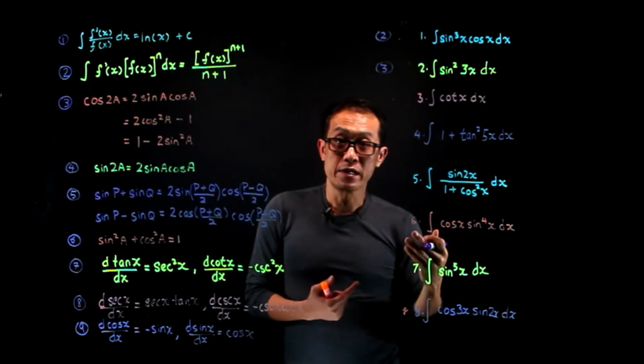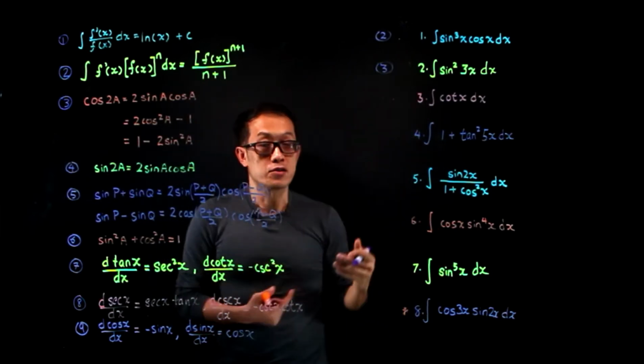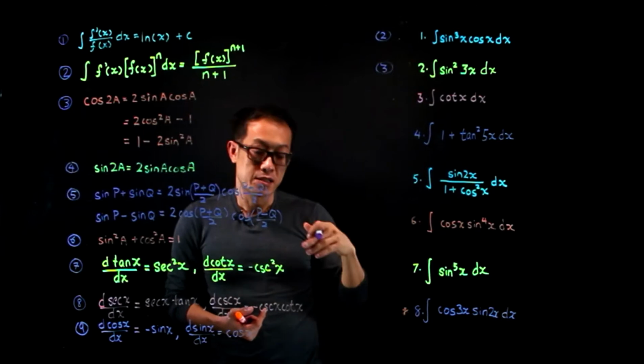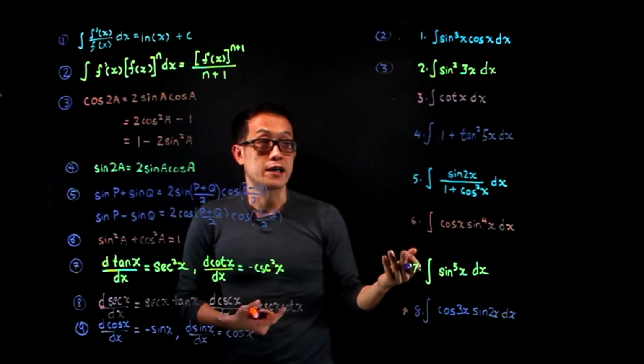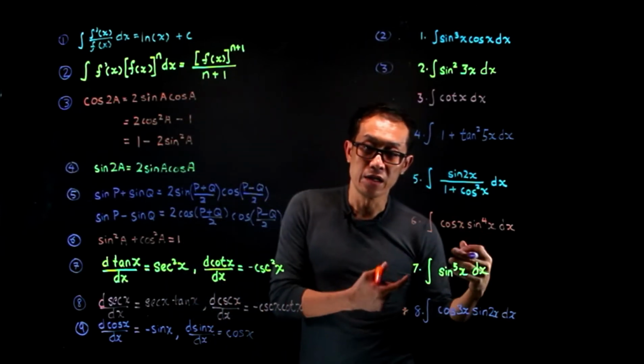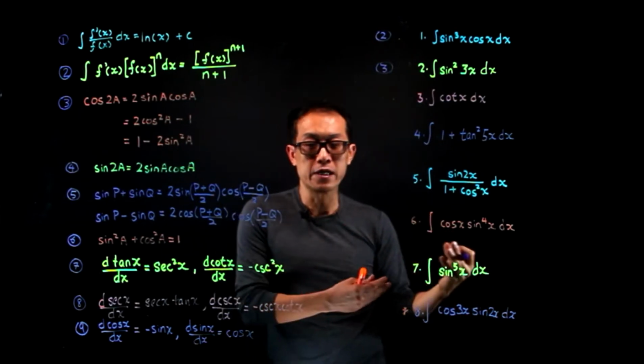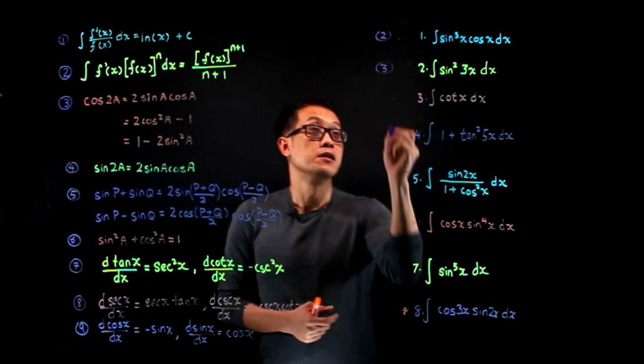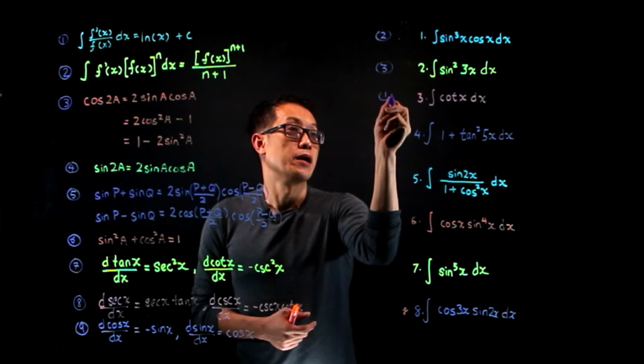Okay, now how about this? Cotangent x can be written as cos x over sine x. Differentiate sine x, you get cos x. So the numerator is the differential of the denominator. So this one we use number 1.